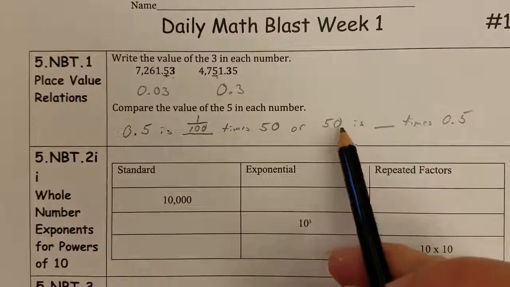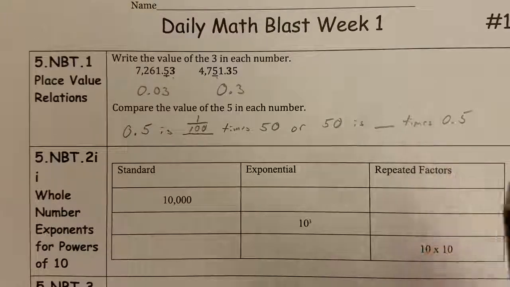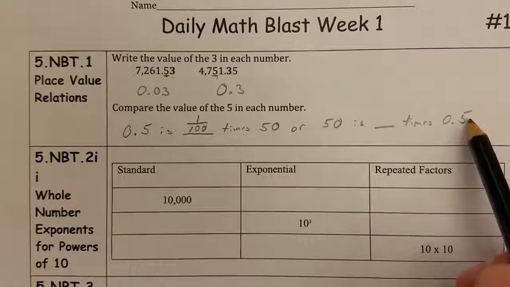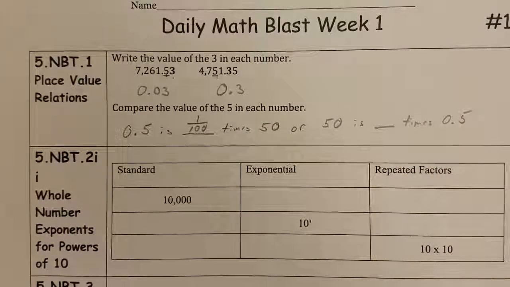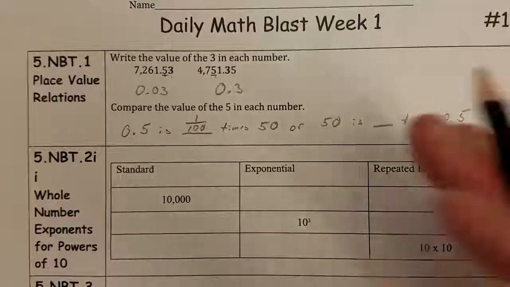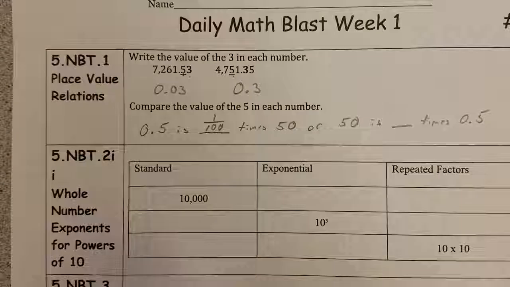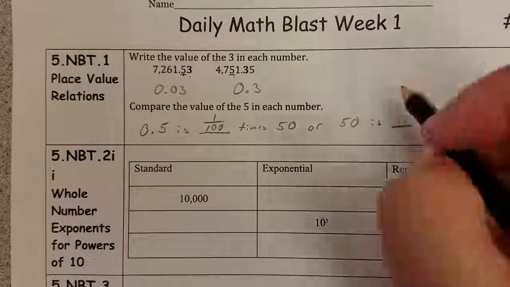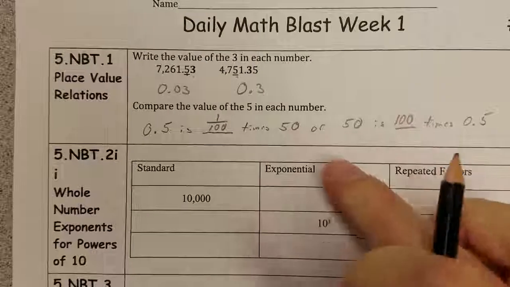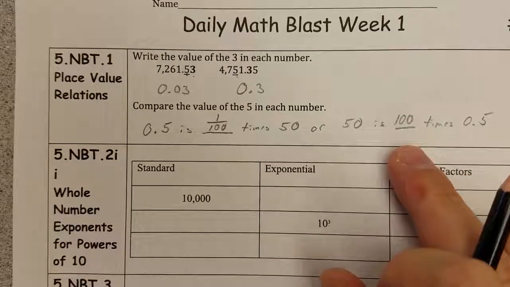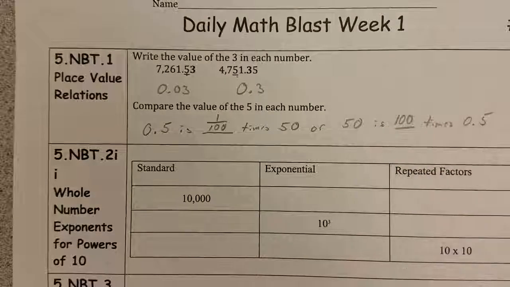So now 50 is blank times 5 tenths. So just like multiplying by 1/10, now I can multiply by 10 to get those digits to move the other way. So 5 tenths multiplied by 10 is 5 ones. Multiplied by another 10 is 50. So 10 times 10, well, that is 100. So 50 is 100 times larger than 5 tenths.